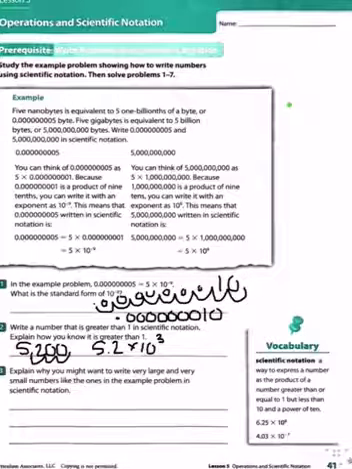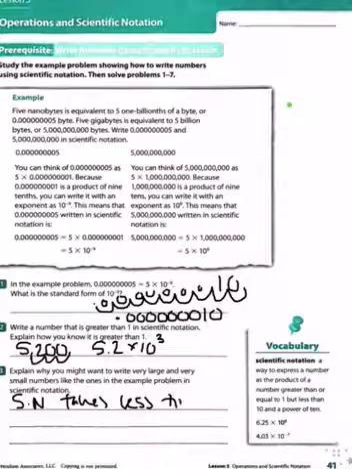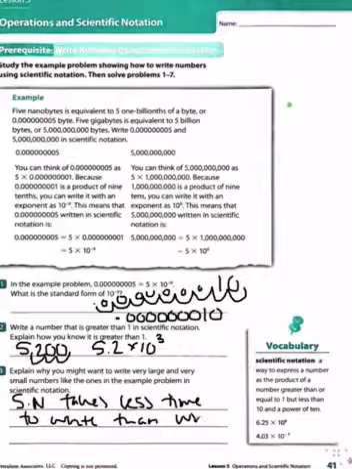Number 3, explain why you might want to write very large and very small numbers like the ones in the example problem in scientific notation. Scientific notation takes less time to write than writing out all the zeros.